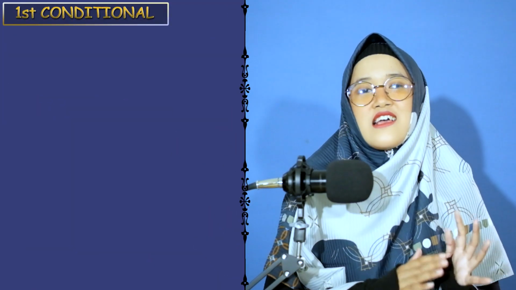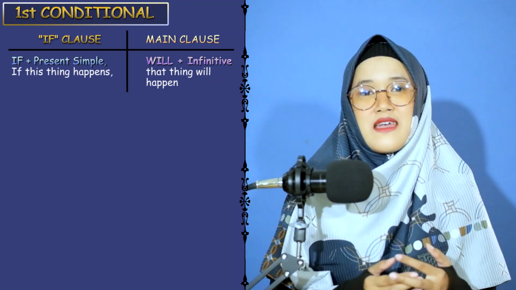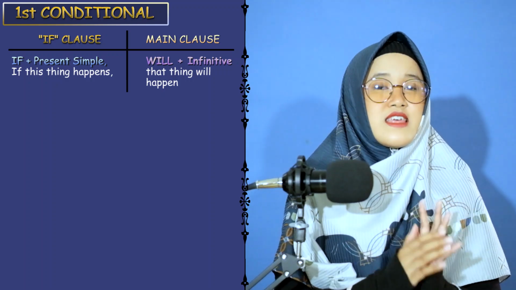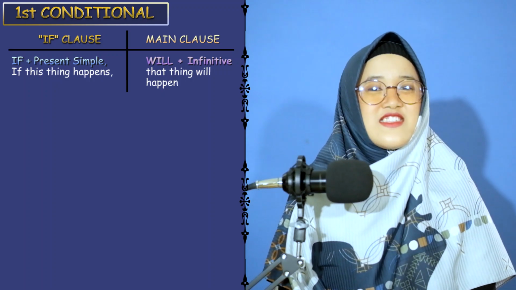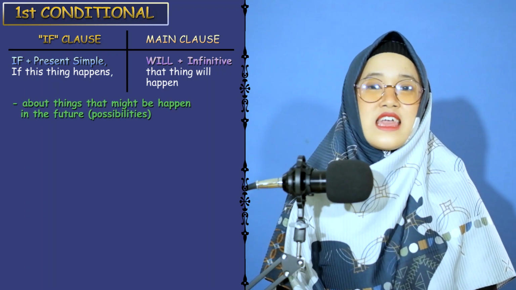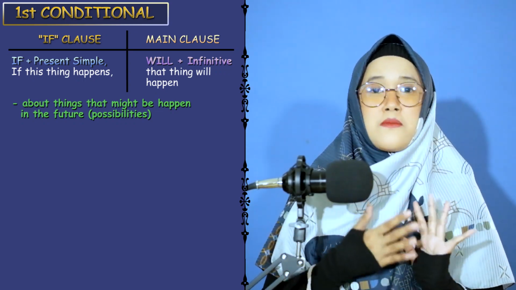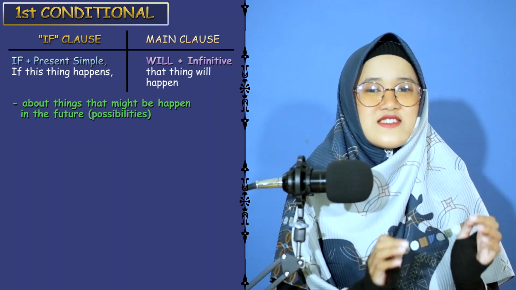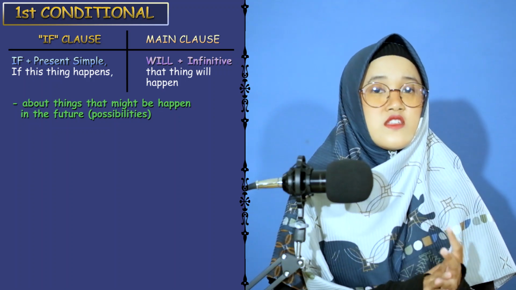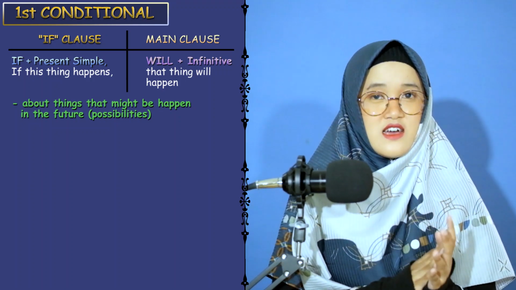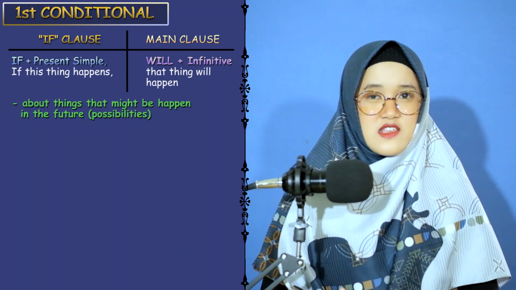The first conditional has the present simple after if, then the future simple in the main clause. So if this thing happens, that thing will happen. The first conditional is used to talk about things that might happen in the future. Of course, we can't know what will happen in the future, but this describes the possibilities of the future. With the 0 conditional, we spoke in general, but in first conditional, we speak about specific situations.